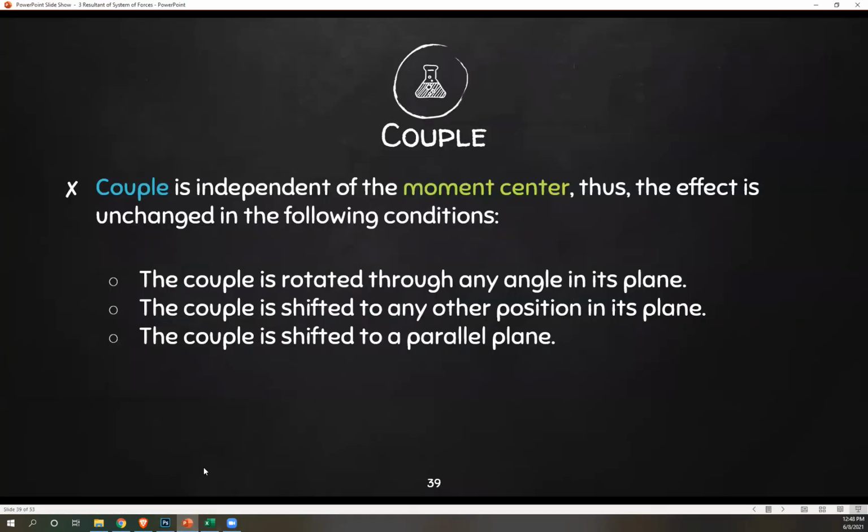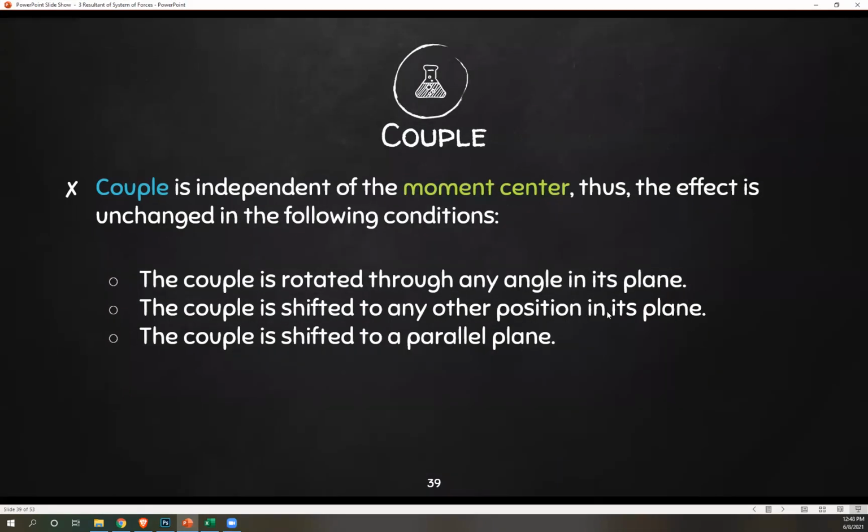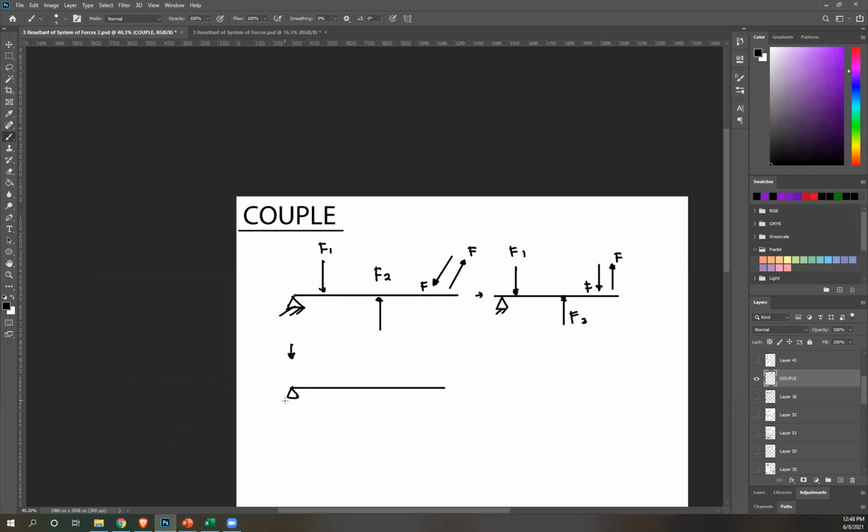Next, couple is shifted to any other position in its plane. So once again, let's take this as an example. Any position in its plane. So let's have this again. We're still on a single plane. So F1, F2. Shifting in its plane meaning you're going to change its position. So instead of being at the end, I'm going to put it here. Once again, even though I change its location, its effect on the system is still the same.